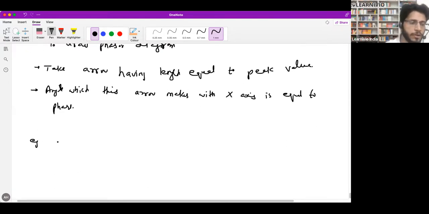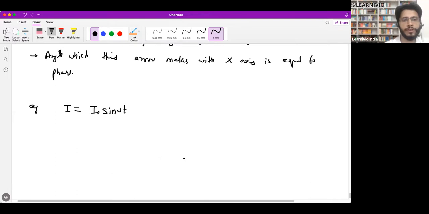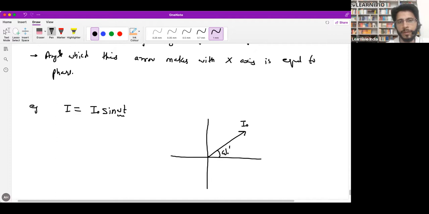For example, if I ask you to draw the phasor diagram of I naught sine omega t, take this as the x-axis, this as the y-axis. Take an arrow whose length is equal to I naught. With the x-axis, the phase is omega t, so take this as omega t. While drawing this phasor diagram, we consider omega t as an acute angle.